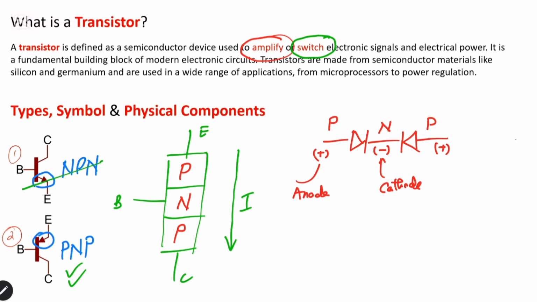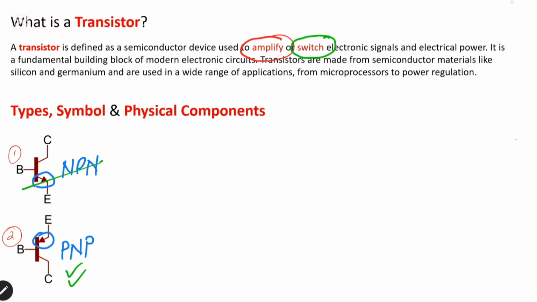In this video we are focused mostly on the NPN, since NPN is mostly used in all electronics. There you have it, the construction diagram and the diode equivalent circuit of the PNP transistor. So now we will look at the physical component of a transistor.